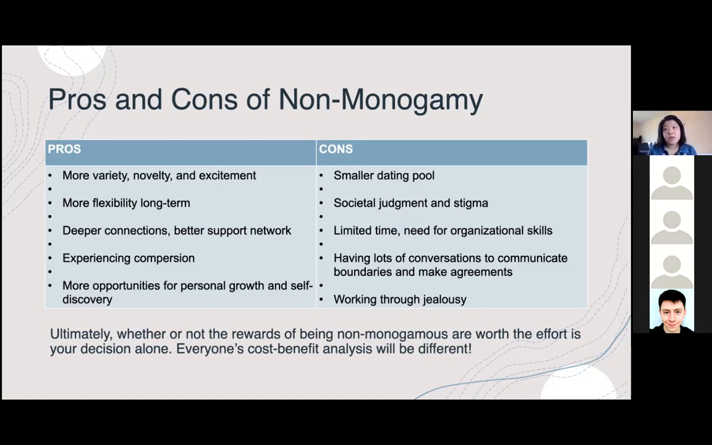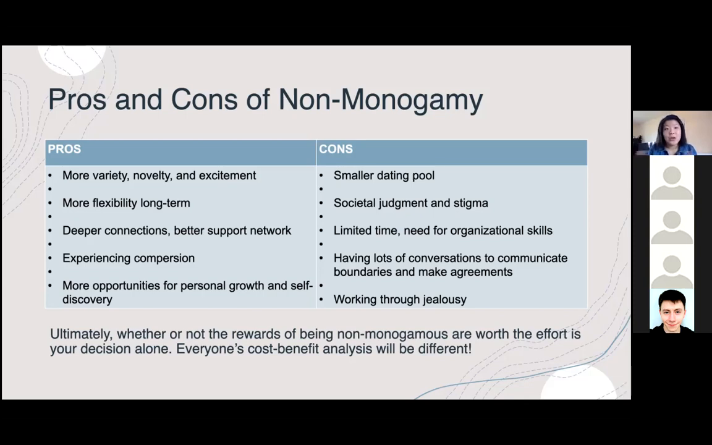For some people, there might be a lot of costs, but the potential rewards and the outcomes are worth it for them. Some people might pursue non-monogamy for philosophical reasons. They might believe in freedom of connection. They might believe in the idea of free love. And even if it's difficult, they think that it's worth working through all of that in order to achieve the life that they want to live.